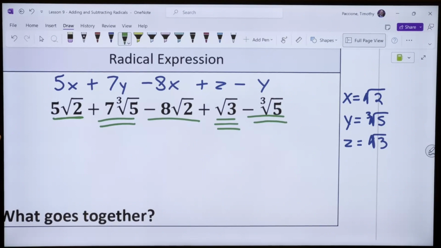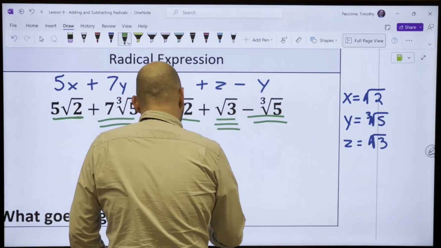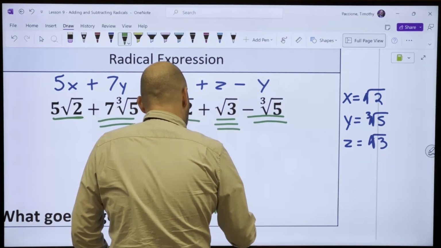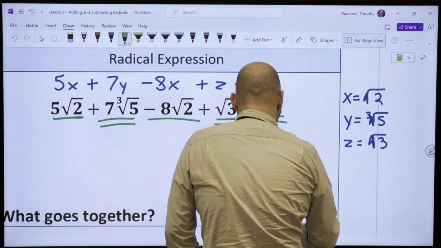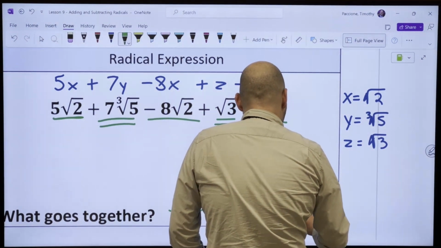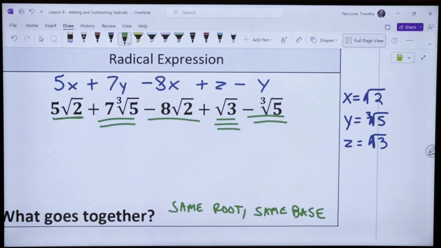What made them like terms then? What needs to be the same this time? The root and the number that's underneath it. Exactly, yeah, the root and the radicand. So same root and same base, I'll say, because I haven't defined radicand yet. I'll do that below. Think of it as a base or a radicand. We'll talk about radicand a little bit more in a second.